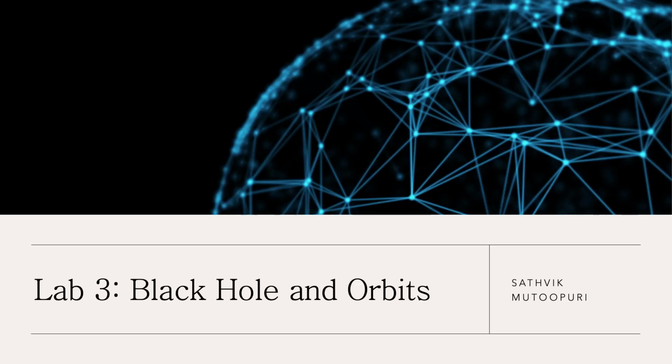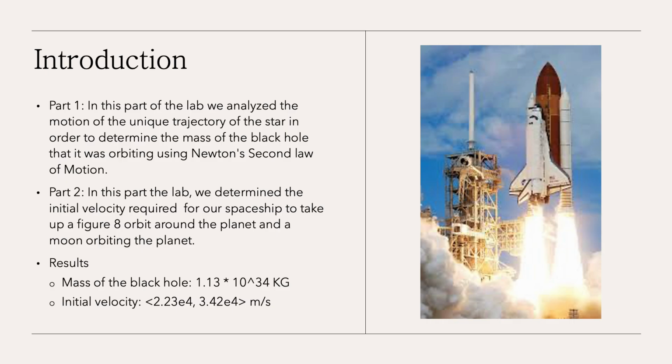Welcome to Lab 3 on the black hole and orbits. This lab was split up into two parts. In the first part of the lab, we analyzed the unique trajectory of the star in order to determine the mass of the black hole that it was orbiting, using Newton's second law of motion. In part 2 of the lab, we determined the initial velocity required for our spaceship to take up a figure-8 orbit around the planet and a moon orbiting the planet.